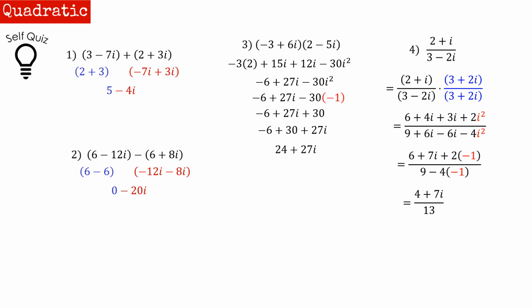But we don't have the answer yet because it's not in the form a plus bi. So all we do is rewrite the denominator under both of the numbers. Maybe that's better. Anyway, we end up with 4 over 13 plus 7 over 13 i.